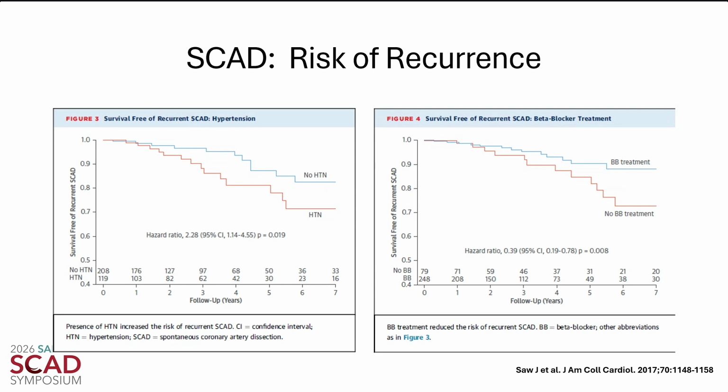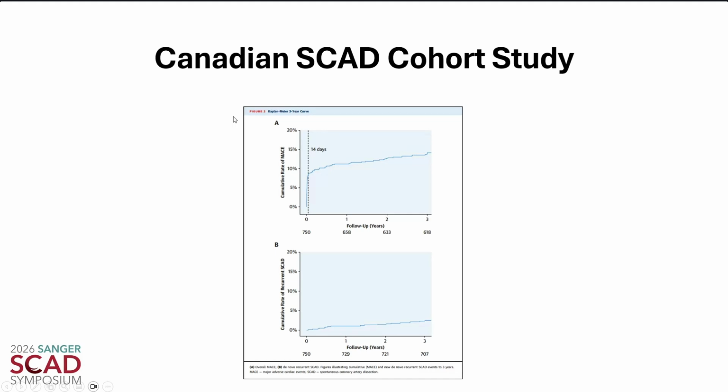Now, here's something the same group did a few years later, which is the Canadian SCAD cohort study. Now, this is different. Here is why this is different. This was a prospective study. So these patients were identified and then followed, of 750 patients. Now, here is what I found quite positive in this group. The recurrence rate of SCAD, of a de novo, a new SCAD, was only 2.4%. So this group did much, much better.